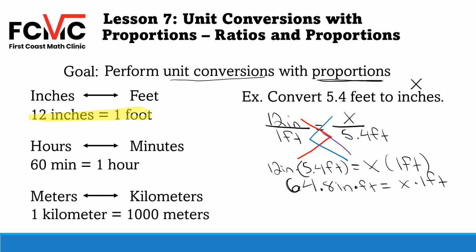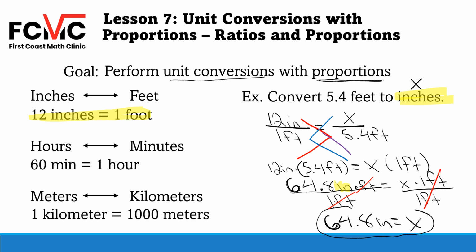So now we've got our number. Let's get that x by itself. We want to know what x is, so let's just divide by our label, 1 foot and 1 foot. The feet cancel out on the right, and the feet cancel out on the left, and we're left with the label inches, which is what we wanted. So that's pretty much what happens with our labels. So we've got 64.8 inches is our conversion. Okay, so using proportions, that's how we would do it.